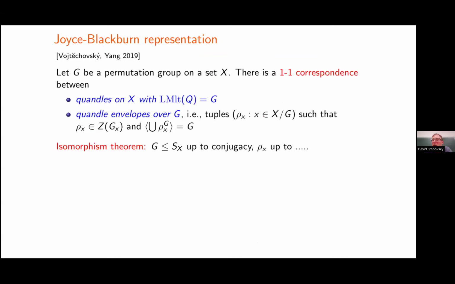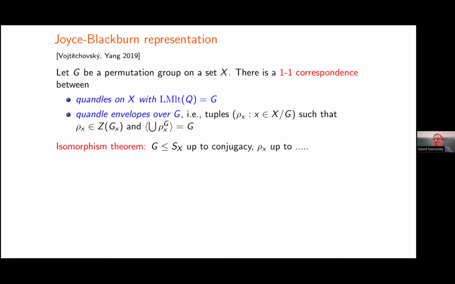Okay, and a lot of these results could have been obtained using the Blackburn representation, which was in fact inspired by a special case that dates back to the beginnings of quantum theory by David Joyce. So we decided to call it the Joyce-Blackburn representation. Joyce came up with a special case that works for connected quandles, and Blackburn was able to generalize it.